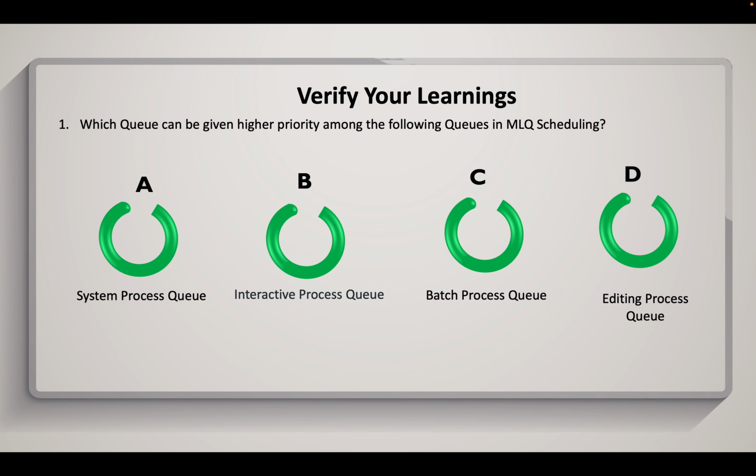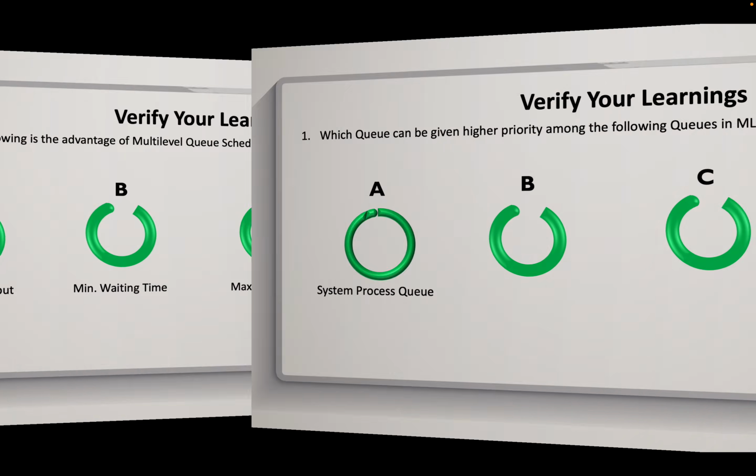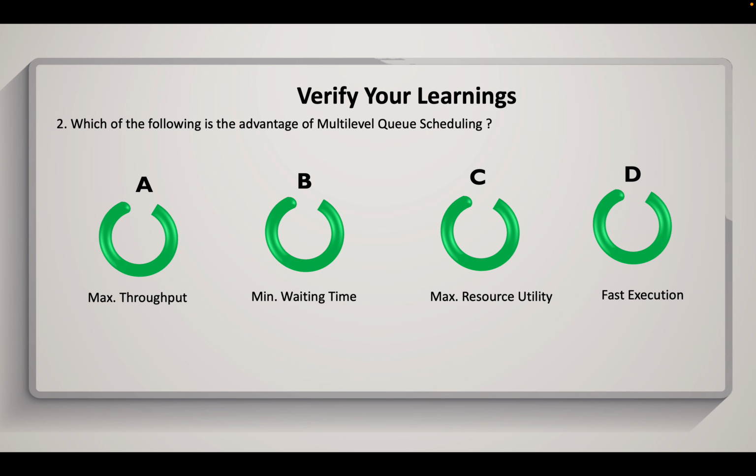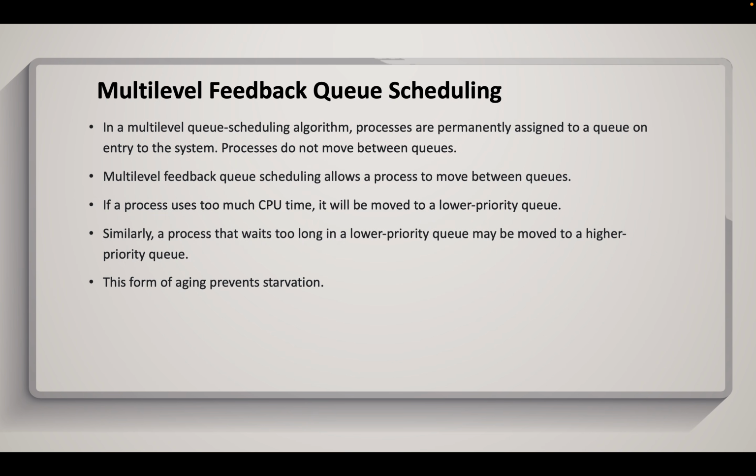Which queue can be given higher priority among the following queues in MLQ? Usually the system process queue will have a higher priority. Which of the following is the advantage of multi-level queue scheduling? In multi-level queue scheduling, maximum resource utilization is one of the advantages.